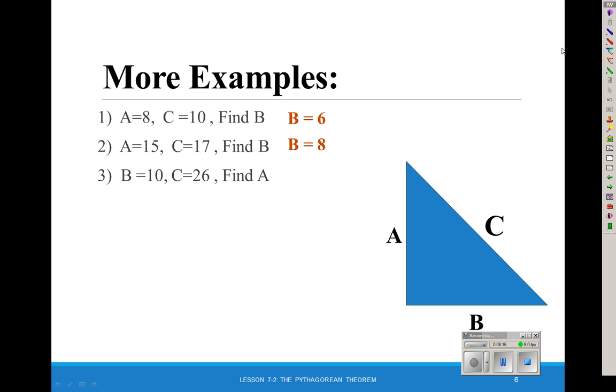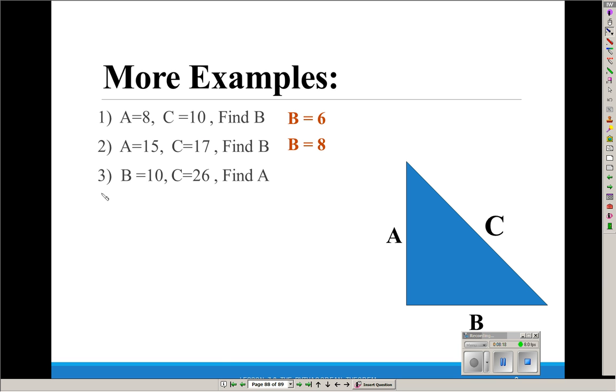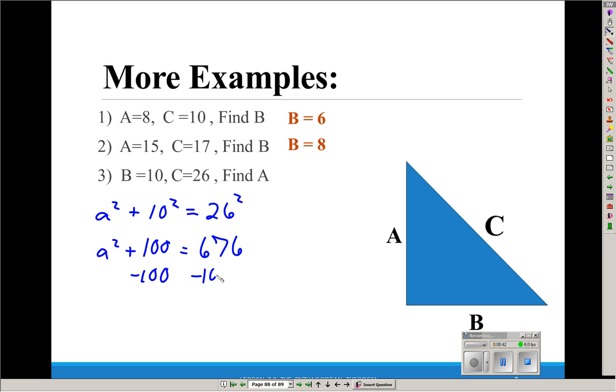How about if B is 10 and C is 26, find A? Well, A squared plus B squared equals C squared. A squared plus 10 squared is 100. 26 squared is 676. Going to have to subtract 100 from each side. And then undo the square with a square root, and A is 24.